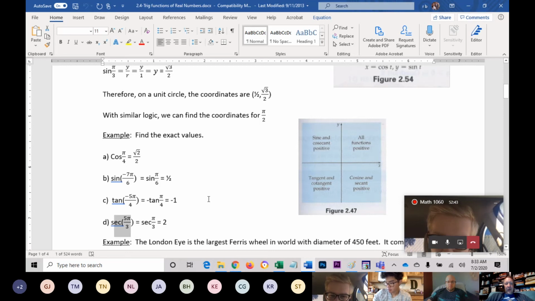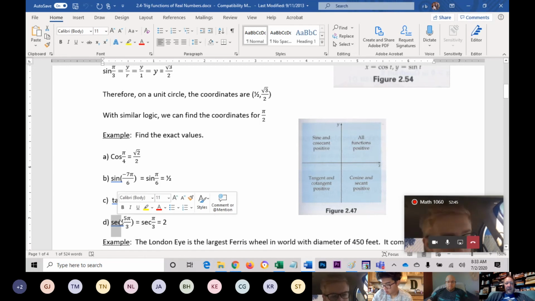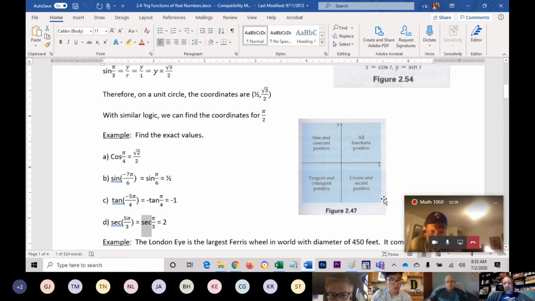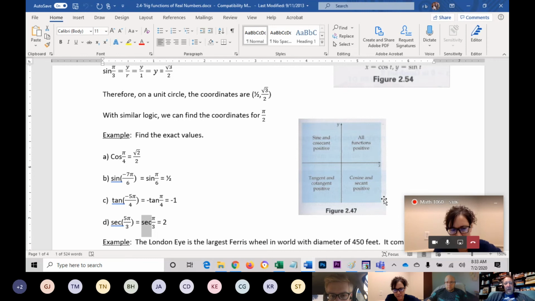I usually don't memorize the secant functions because I just figure out the cosine first. So this is 1 over the cosine, right? The cosine of pi thirds is, do you guys remember? One half. So now we're just going to take the reciprocal of 1/2, and that's going to be the value 2. Okay. Makes sense so far?